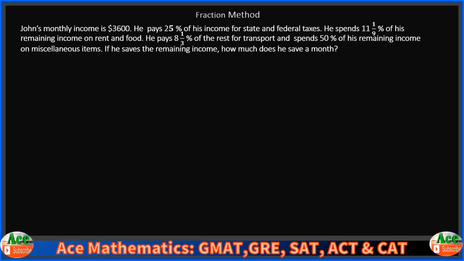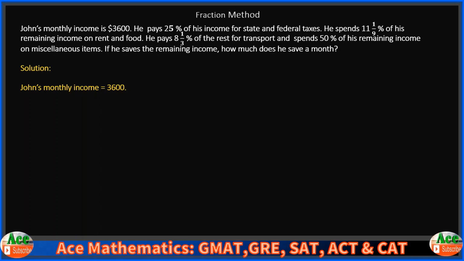Now let us apply the fraction method to solve this sum. I read the question again. John's monthly income is $3,600. He pays 25% of his income for state and federal taxes. He spends 11 1/9% of his remaining income on rent and food. He pays 8 1/3% of the rest on transport and spends 50% of his remaining income on miscellaneous items. If he saves the remaining income, how much does he save a month?